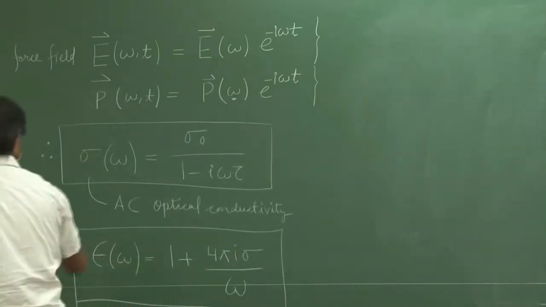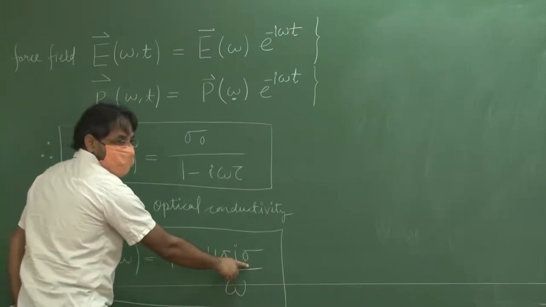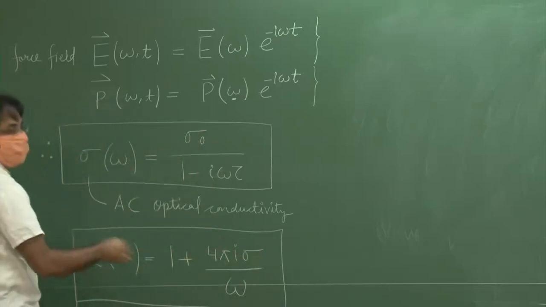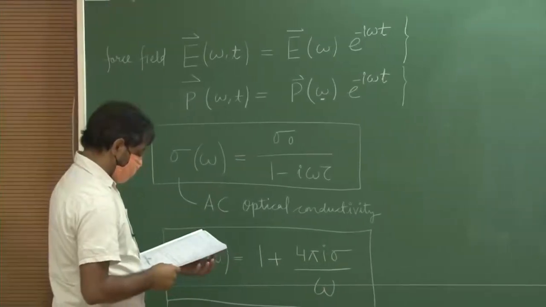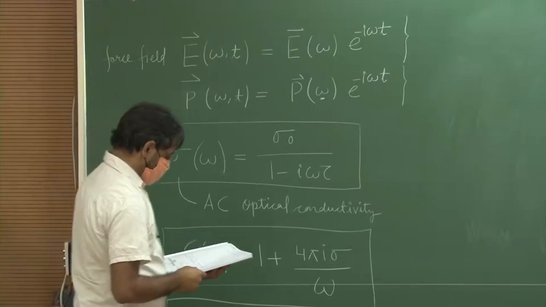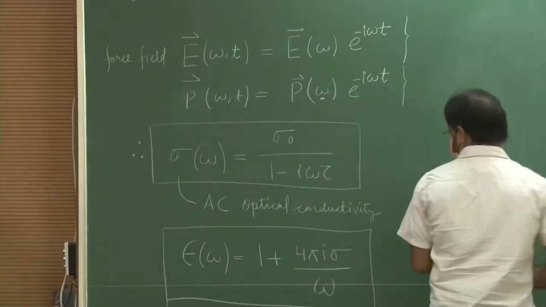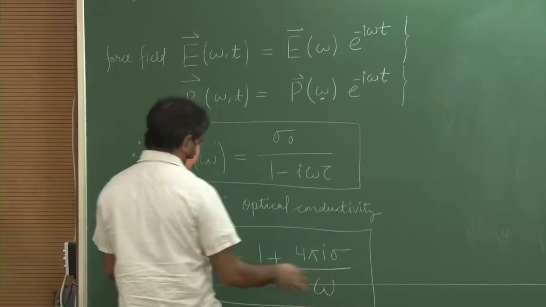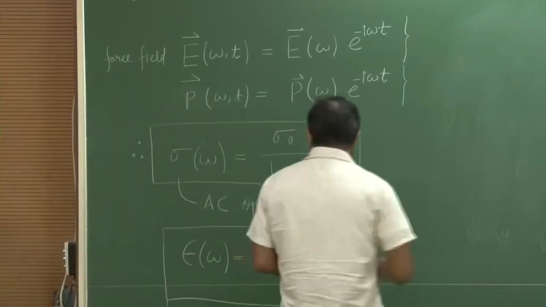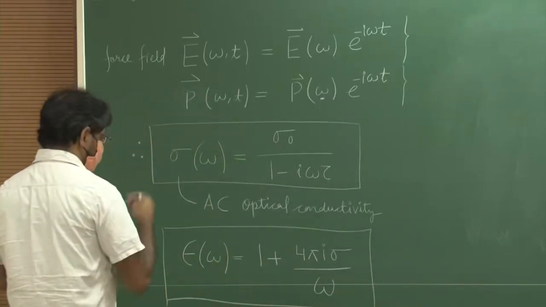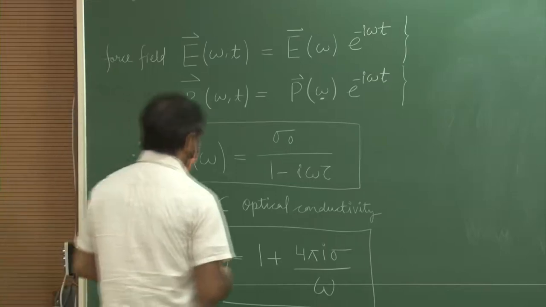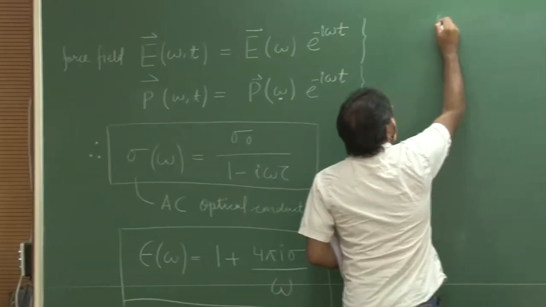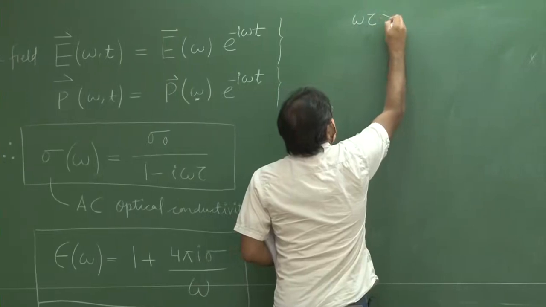Now, you can plug in the value of sigma over here, right? This is the same sigma, it's a function of omega. So you can put this value over here and carry out the simplification. Once you plug in sigma over here, you will get a real part and an imaginary part and so on and so forth. But we don't want to really extend this discussion that long. So what we are going to do is plug in the sigma value over here and then examine those cases where omega tau is much, much greater than 1.